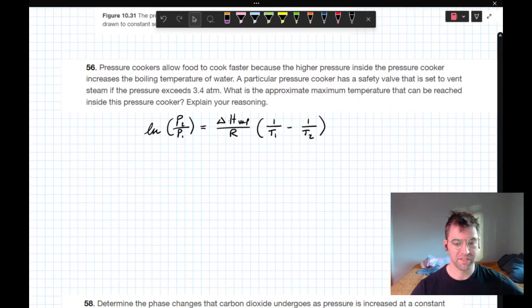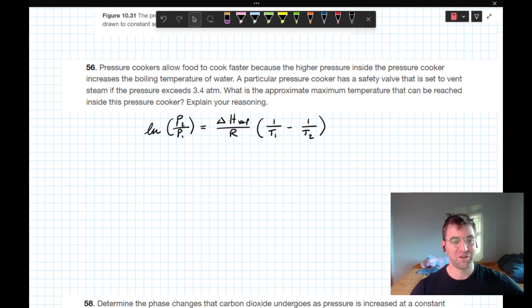All right, pressure cookers. We are going to do a little bit of math now. Pressure cookers allow food to cook faster because the higher pressure inside the pressure cooker increases the boiling temperature of water. A particular pressure cooker has a safety valve that is set to vent steam if the pressure exceeds 3.4 atmospheres. What is the approximate maximum temperature that can be reached inside this pressure cooker, and explain your reasoning?